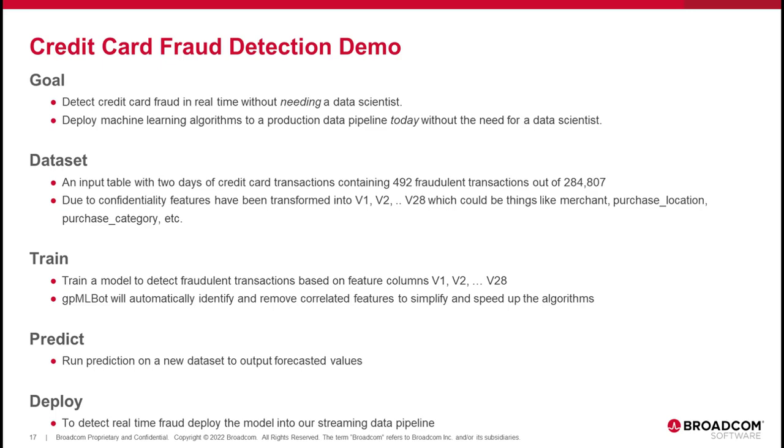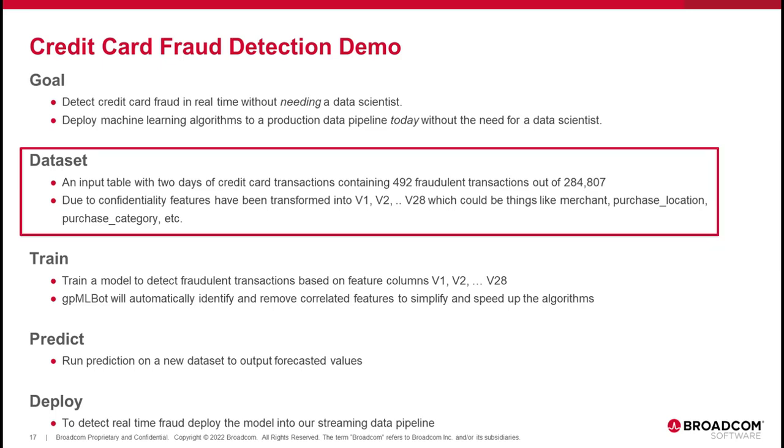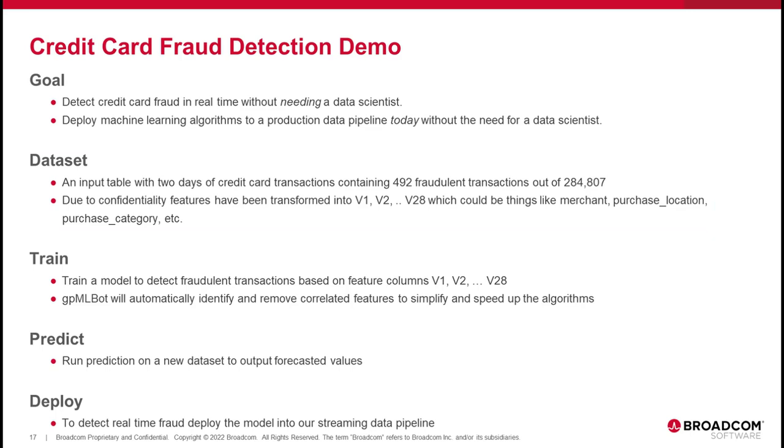And just to set the stage, we're going to have to start with a data set to train our model. What we have is an input table data set of 2 days of credit card transactions, where 492 are fraudulent transactions out of 284,000. And we need to have some marked as fraudulent so that our model can learn from it, essentially.